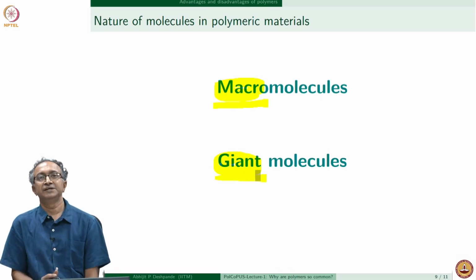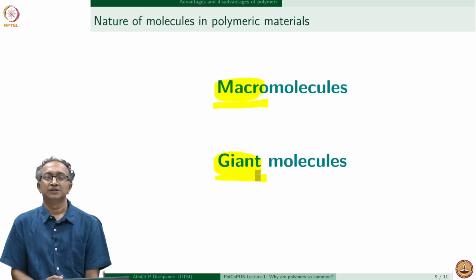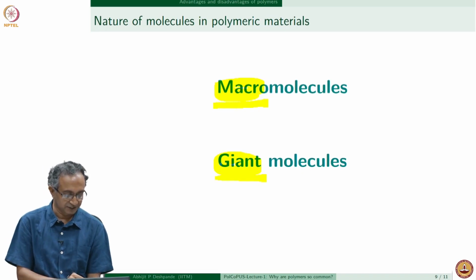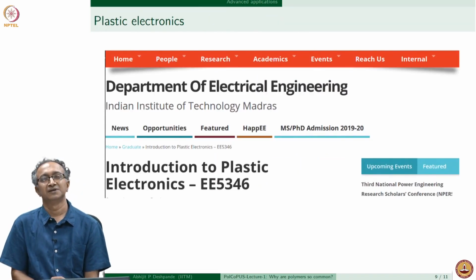So given the current scenario, the question is, are polymers therefore being looked at only for objects around us? And the answer is definitely no. There are very advanced applications for which polymers are being used. For example, plastic electronics. When we think of a chip or an integrated circuit or electronics, we think of silicon.